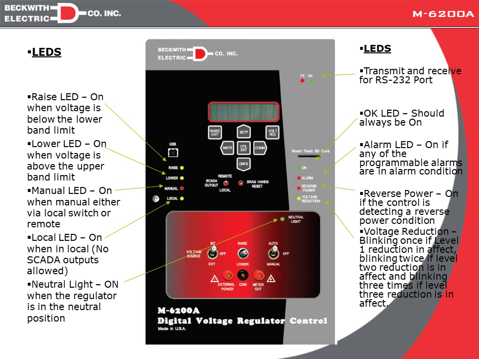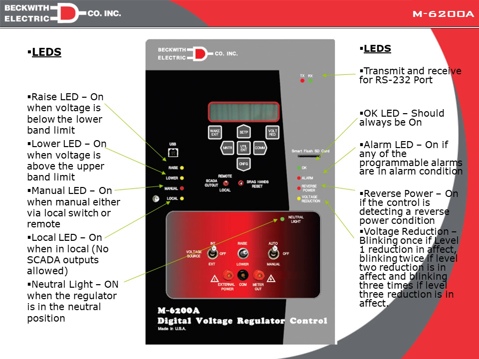Now, we also have a voltage reduction LED push button that we're going to talk about that can trigger voltage reduction locally at the panel. The final light is the neutral light, and this LED should be on when the regulator is in the neutral position.